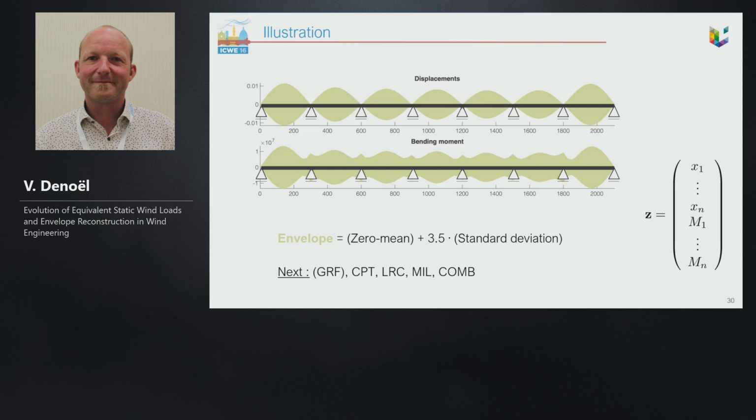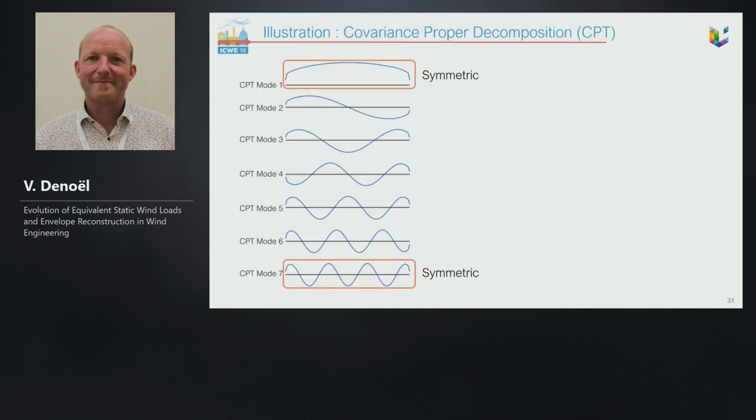I assumed zero mean to make it simple, because the average field is something that can be discussed in a separate manner. I used, to make it simple, the same peak factor. And this allowed me to construct these envelopes. So we have at every single section maximum displacement, maximum bending moment. You recognize the typical shape of bending moments on supports where you have negative bending moments. And I'm going to compare or present what we could do with the different approaches.